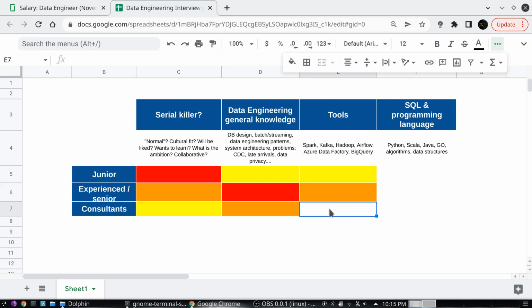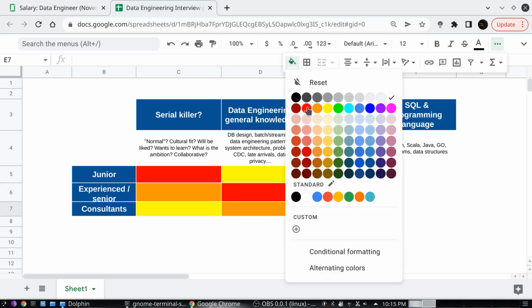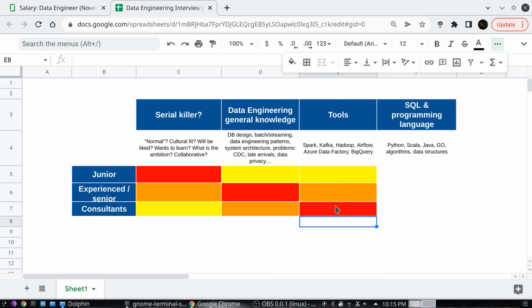And the consultant is again on the second scale from the junior person. We are usually hiring consultants for some specific task related to some specific tools. It can be a Spark consultant or a Teradata consultant, because there are so few people nowadays knowing Teradata, so you may want to hire a consultant to solve some specific problem, and that's it.